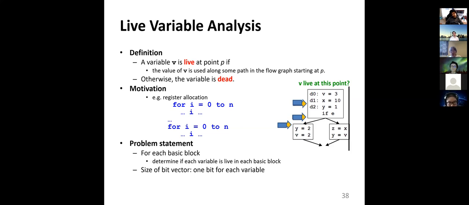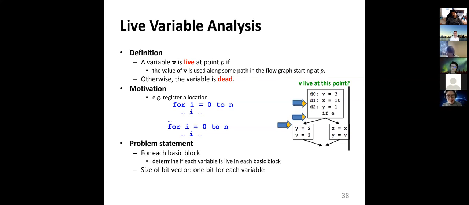The motivation for that is things like register allocation. You want to find things that are needed versus not needed, whether I can reuse the register or not. For example, if I know that the variable I is not live here, I can reuse its register in another loop. So that's very helpful for register allocation, and I can save on registers, which are a very limited, precious resource. So essentially the problem statement is: for each basic block, determine if each variable is live in that basic block, and the size of the bit vector is 1 bit for each variable. So you get all the variables in your code, and that's the length of your vector.